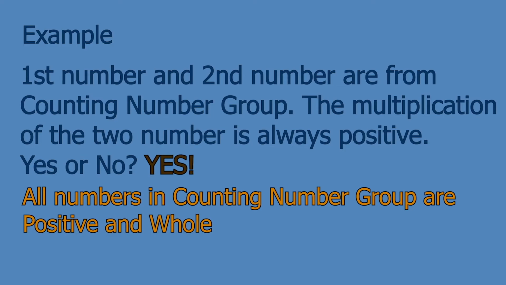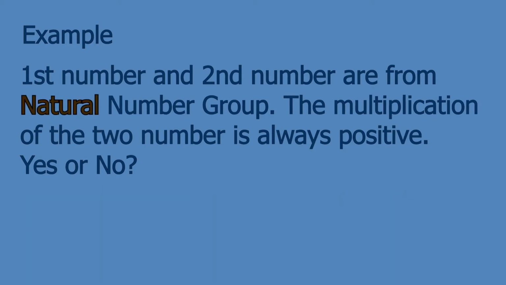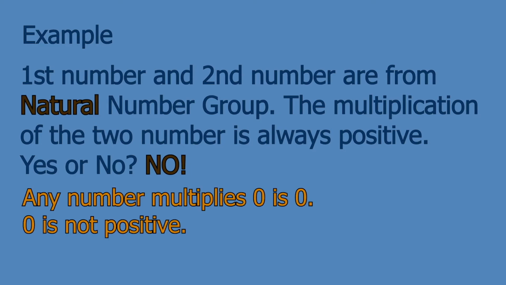Now, if we change the wording just a little bit, for example, instead of saying that those two numbers are from the counting number group, let's just say the two numbers are from the natural number group. Now, all of a sudden, the answer is actually going to be no. Why is that? Well, let's just say, for example, one of the numbers is actually 0. Any number times 0 is just 0. And we know that 0 is not positive or negative. So no, the answer will not always be positive.